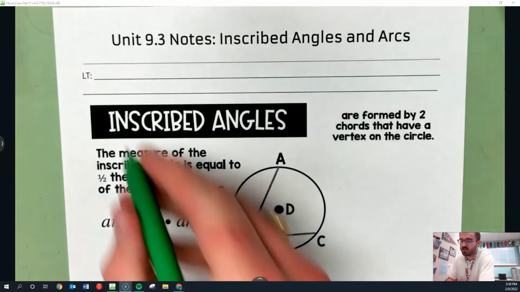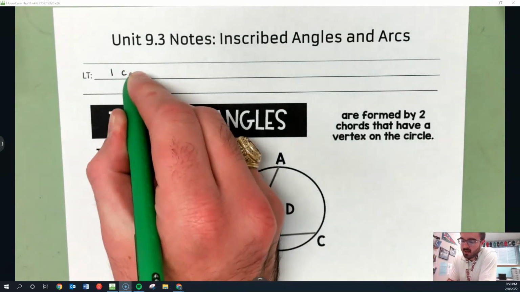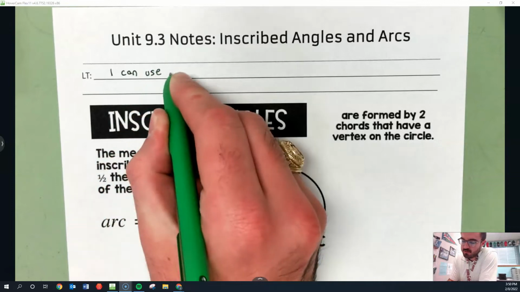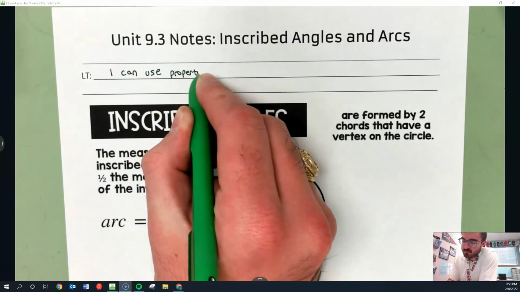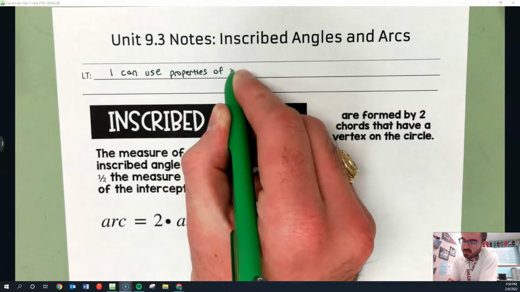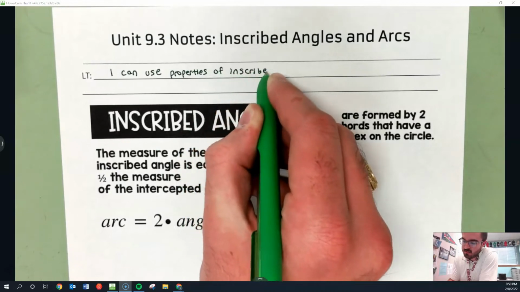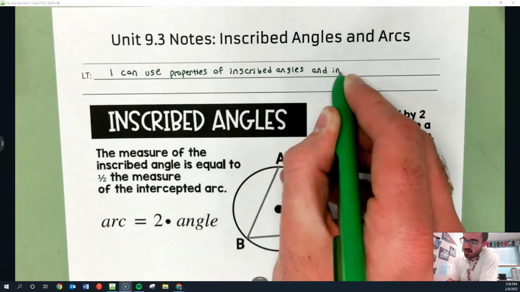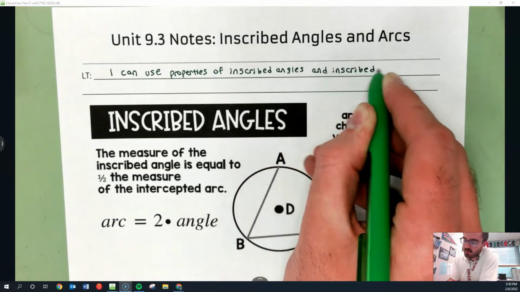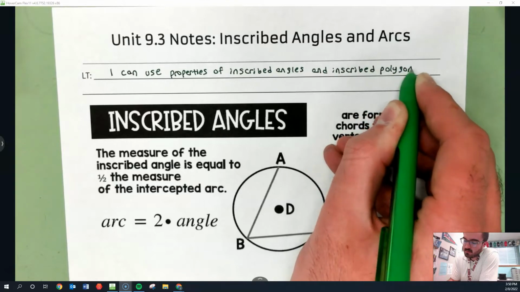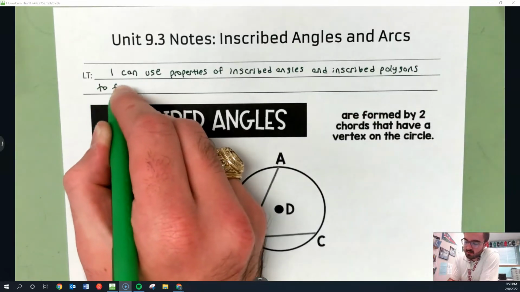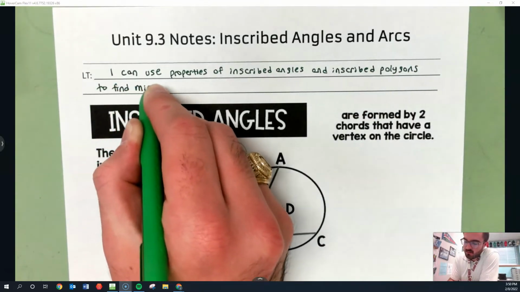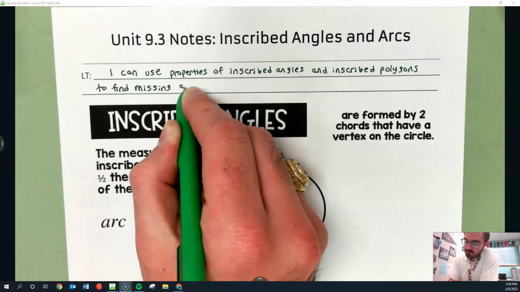All right, so today's learning target is I can use properties of inscribed angles and inscribed polygons to find missing angles and arcs.